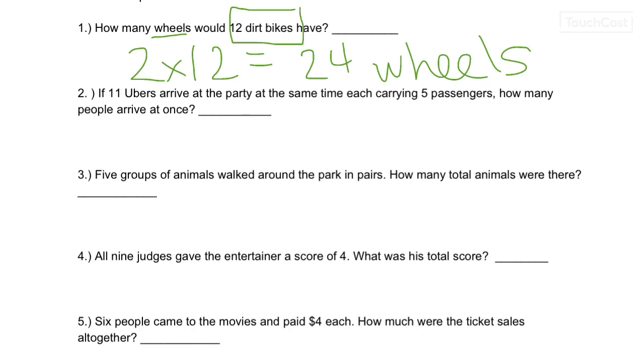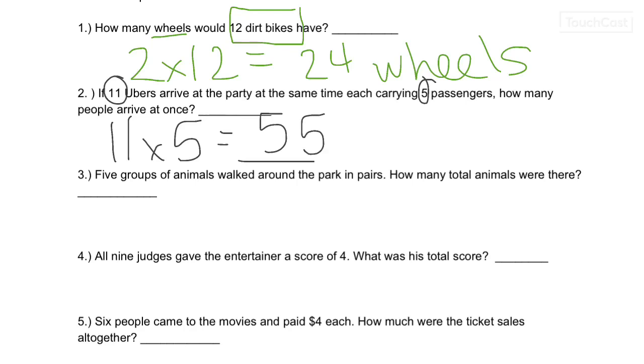Number 2, if 11 Ubers arrive at the party at the same time carrying 5 passengers, how many people arrive at once? So we have 11 cars with 5 people in each. Let's do 11 times 5. 5, 10, 15, 20, 25, 30, 35, 40, 45, 50, 55. Stop. 55 what? What are we solving for? How many people? So 55 people.